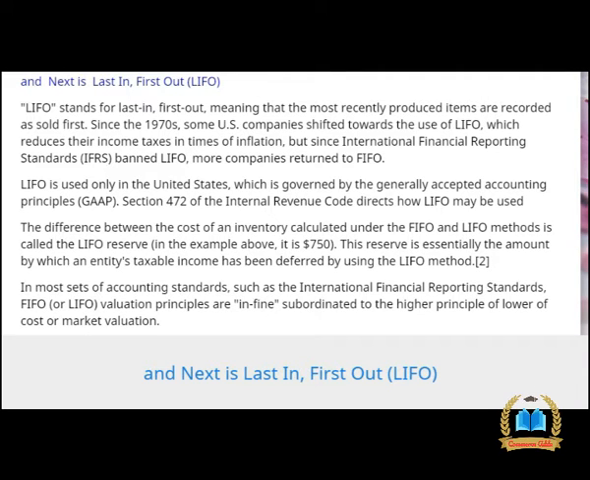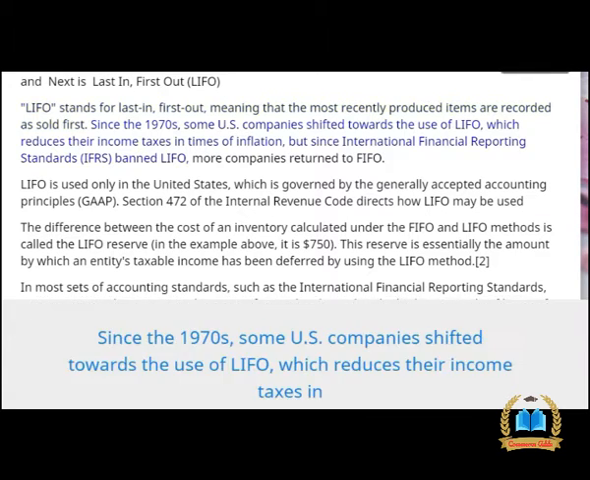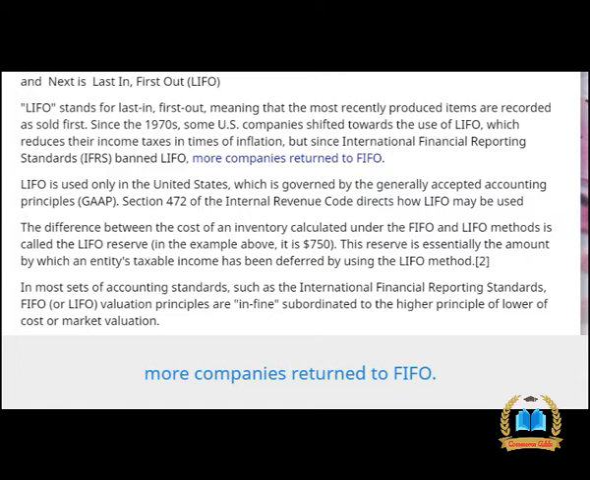And next is last in, first out, LIFO. LIFO stands for last in, first out, meaning that the most recently produced items are recorded as sold first. Since the 1970s, some U.S. companies shifted towards the use of LIFO, which reduces their income taxes in times of inflation, but since International Financial Reporting Standards, IFRS, banned LIFO, more companies returned to FIFO.